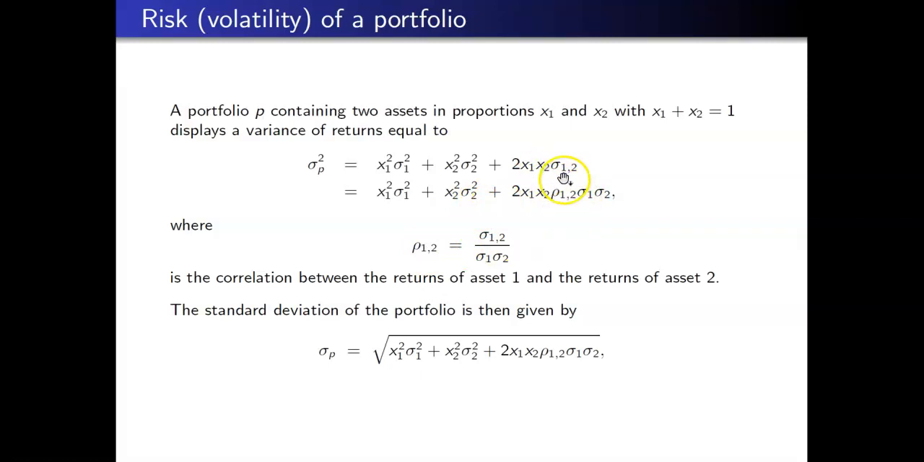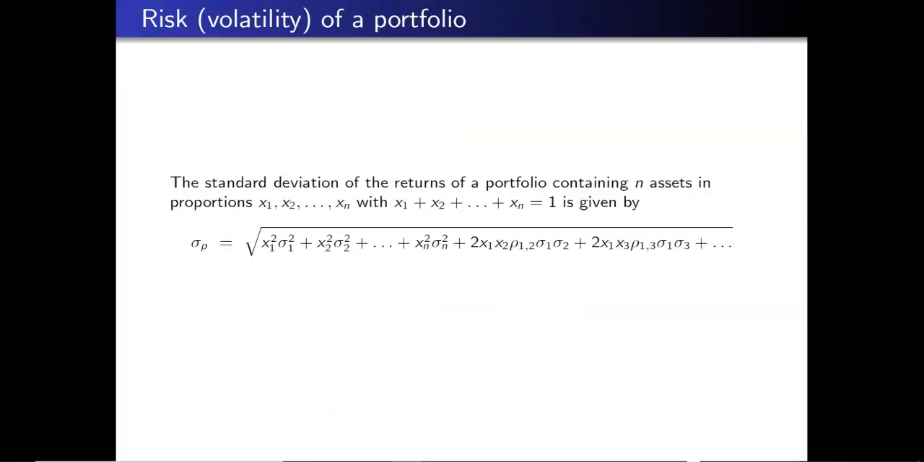But then we can rewrite the covariance in terms of correlation times the standard deviations. And if we compute the standard deviation of the portfolio return, we obtain this. If we have more than 2 assets in the portfolio, standard deviation will be the sum of all the weights squared times the variance of each asset, plus 2 times every possible combination of xi, xj, correlation i and j, sigma i, sigma j. All good?